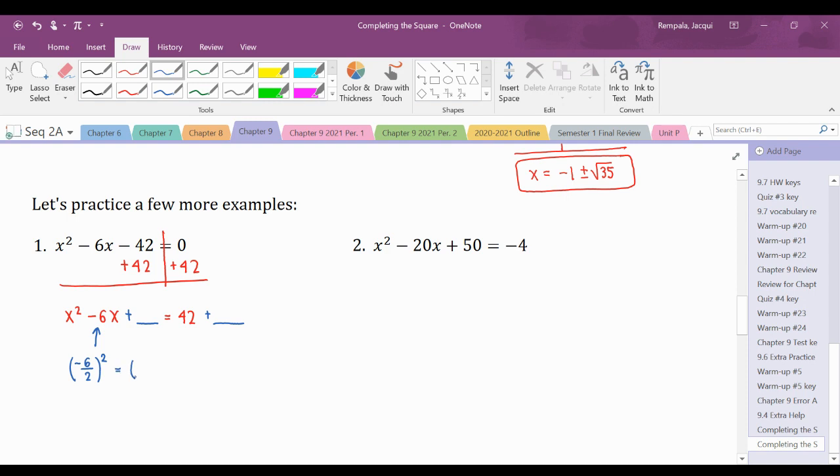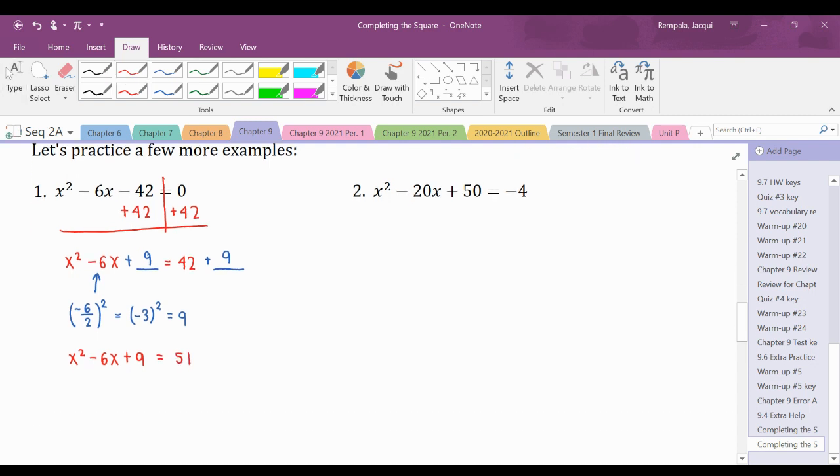Well, -6 divided by 2 is -3. When I square -3, I'm thinking -3 times -3. That gives you a positive 9. So if I add 9 onto the left, I'm also going to add 9 onto the right. So then we now have x squared minus 6x plus 9 on the left, and on the other side, 42 plus 9 gives us the number 51. The whole point is that now on the left, it's factorable.